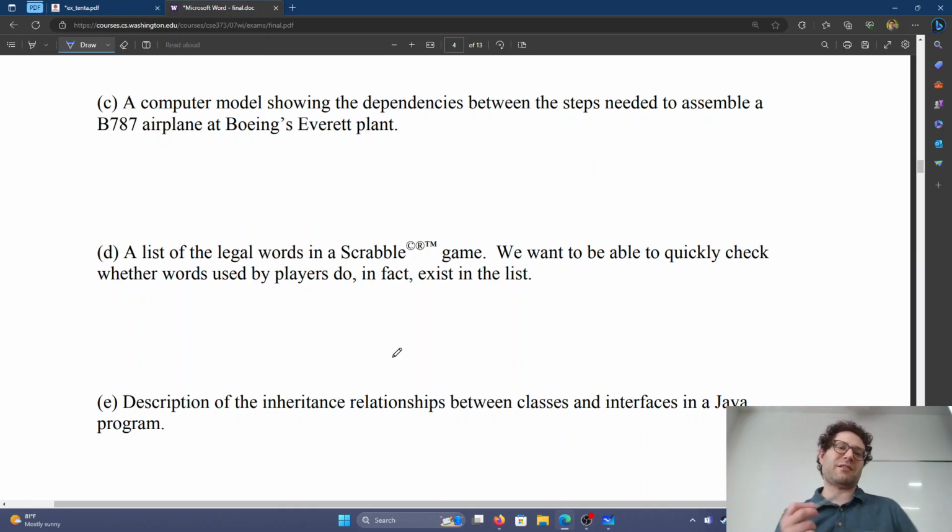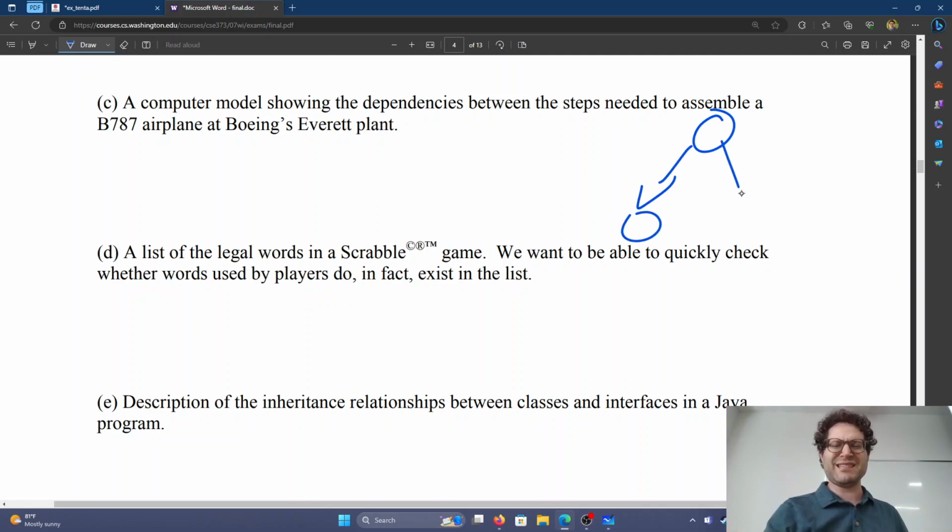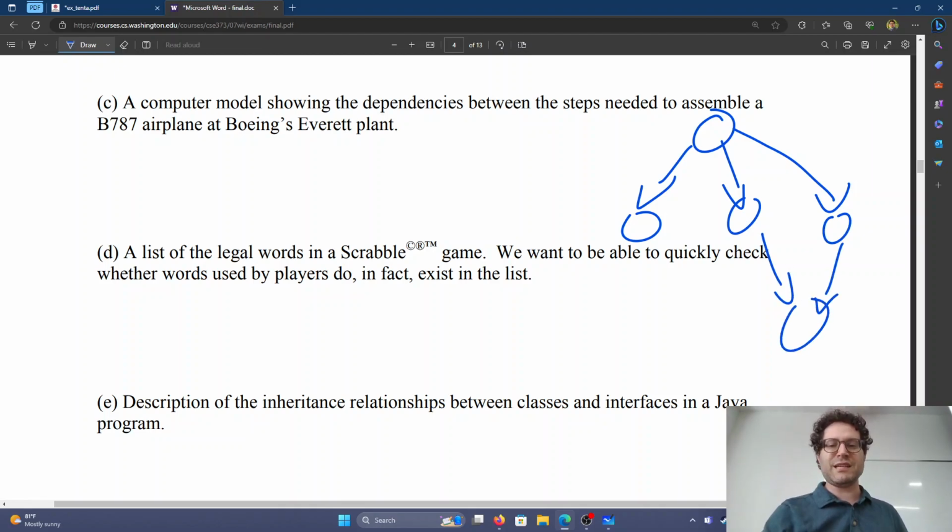Okay, a computer model showing the dependencies between steps needed to assemble a B-787 airplane at Boeing's Everett plant. Now believe it or not, this is also a graph. This is specifically a directed acyclic graph because it's all about dependencies. When you see the word dependencies, that means it's a directed acyclic graph almost certainly, because that means we need to complete this step, and we have to complete these 2 steps before we can do this step.